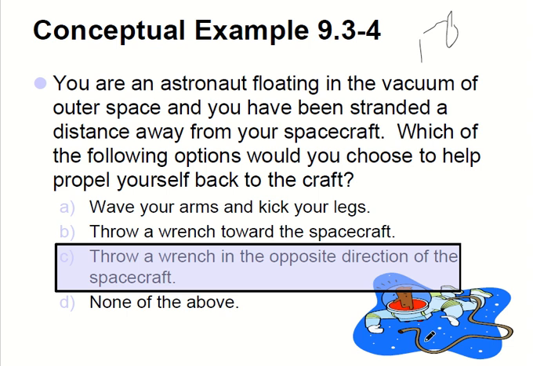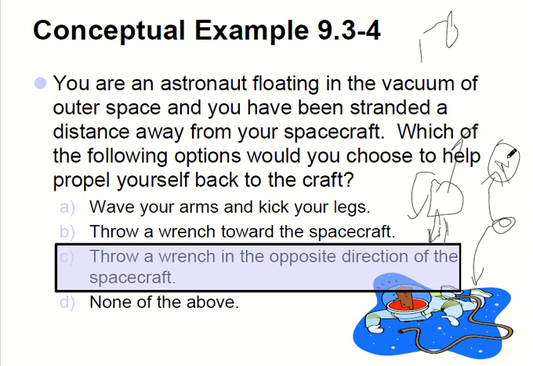That's exactly the same as how a space rocket works. When you study rockets, in order for it to go forward, you have to have the exhaust gases going backwards. That is going to move the rocket body forward. So you're pushing the exhaust gases in the exact 180-degree opposite direction. That's how you move. By throwing the wrench backwards, you will move towards the spacecraft.